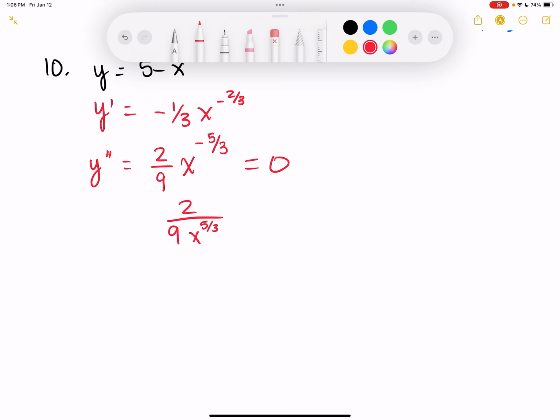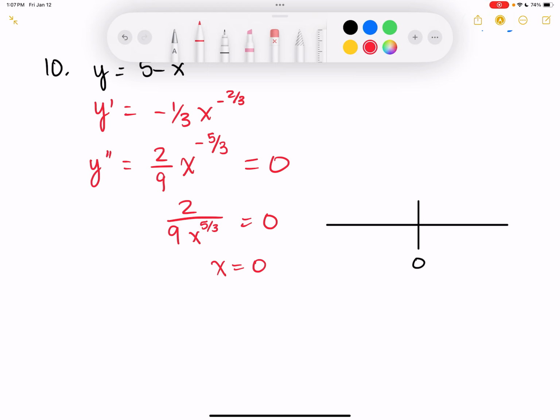Where might there be an issue? If x equals 0. Disregard this at 0. The only way this is going to be equal to 0 is if x is 0. Now, that causes a problem, but we're just using that to help us determine concavity. So we're still going to use that. It's not a local min or max.